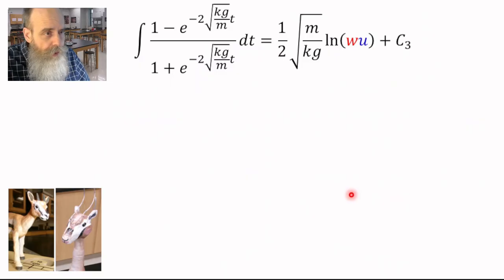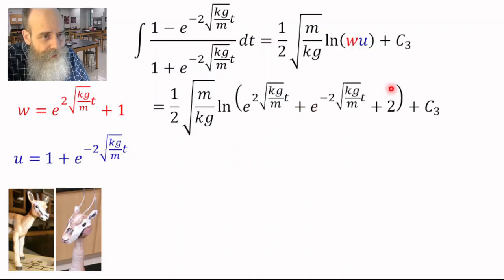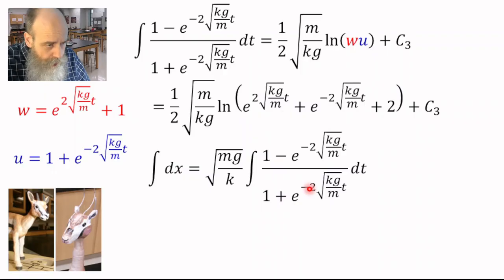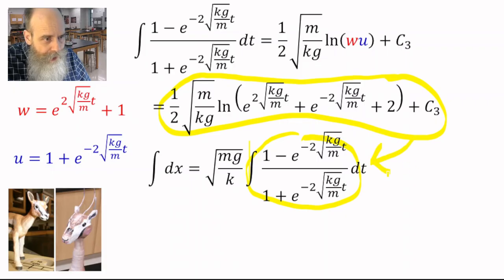Okay, so this is what we got for this integral. And w is this, u is this. Let's multiply them together. When we multiply w times u, we get this. And so now, let's go back to our integral equation. This is what it was. Now what do we have? We just found that this integral here is equal to this whole thing here. So let's put that into there.